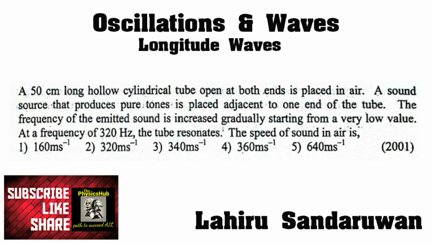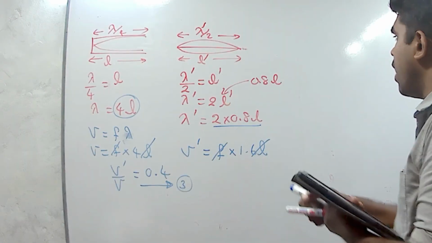A 50 centimeters long hollow cylindrical tube, open at both ends, is placed in air. A sound source is placed adjacent to one end of the tube. The frequency of the emitted sound is increased gradually, starting from a very low value. At frequency 320, the tube resonates. The speed of sound in air is? We have to use V equals F lambda.